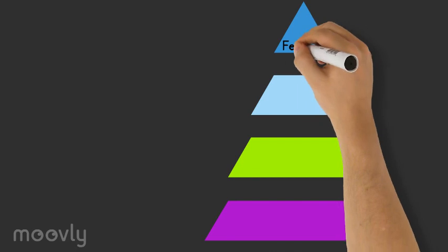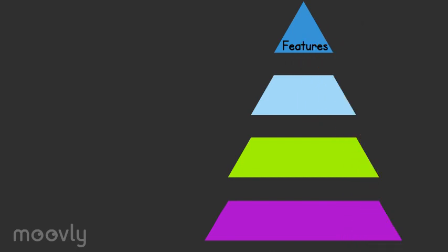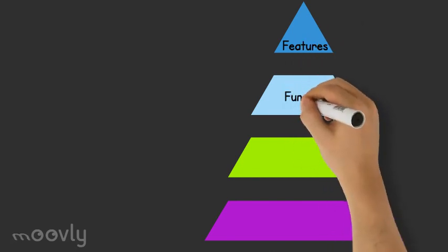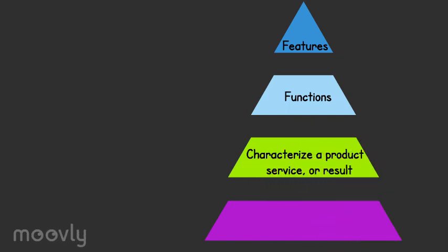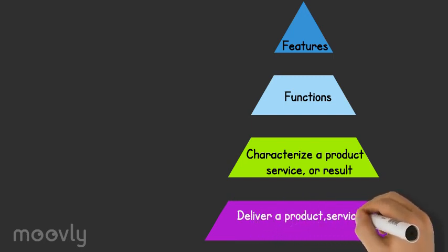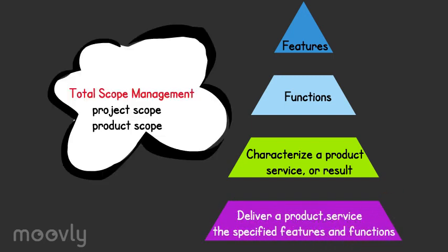Okay, we will talk about total scope management. It is divided into 4 parts. Project scope includes features and functions, and product scope defines characteristics of a product, service or result, and how to deliver a product or service with specified features and functions. Together it is also known as total scope management.